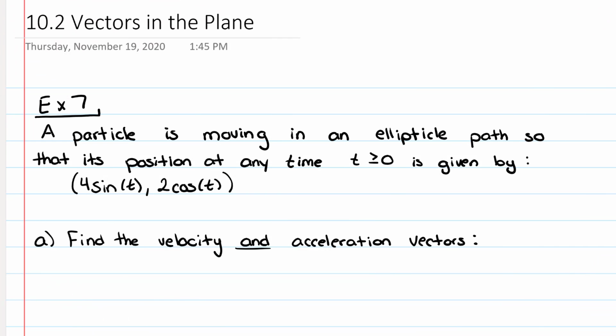10.2, example 7. In this example, we're going to look at a particle moving along a certain path, and then we're going to find out velocity, acceleration, speed, the shape of the path, and which way it rotates. We have a particle that is moving in an elliptical path so that its position at any time when t is greater than or equal to 0 is 4 sine of t, comma 2 cosine of t.